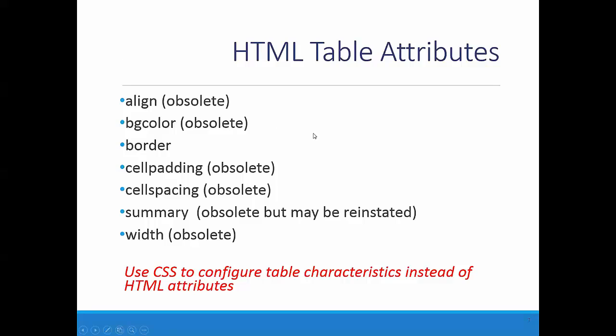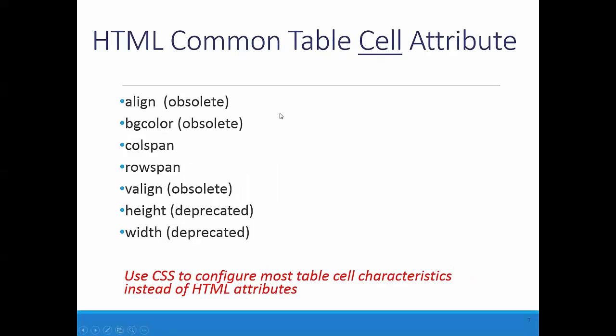So these are the attributes in HTML. Again, almost all have been deprecated, and then these are the table cell attributes that are common to HTML that, again, have either been declared obsolete or have been deprecated and are on their way out the door.